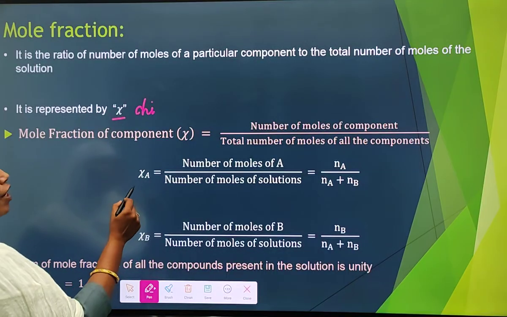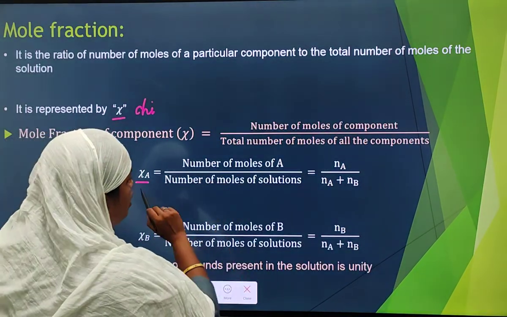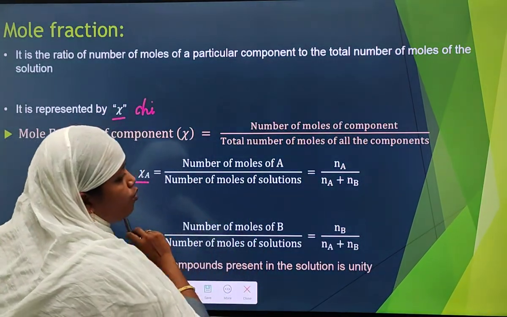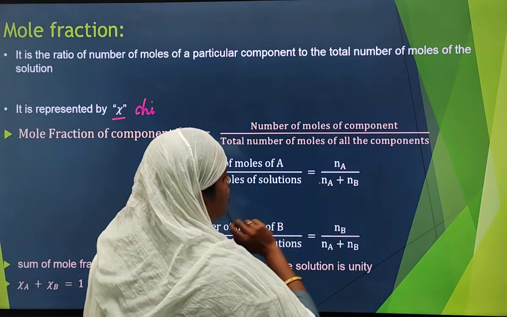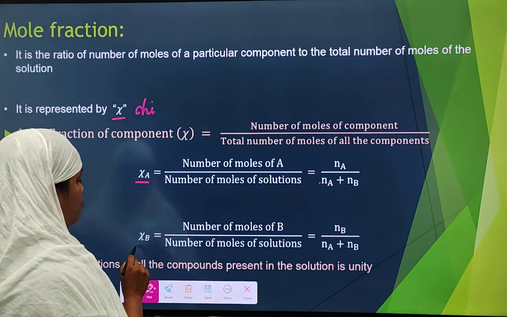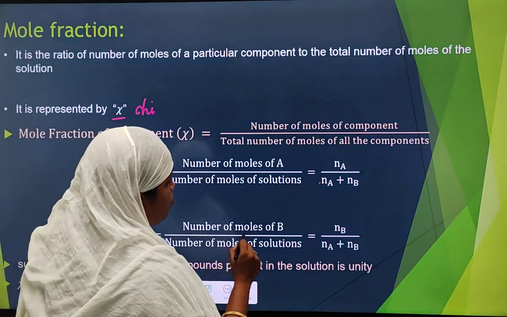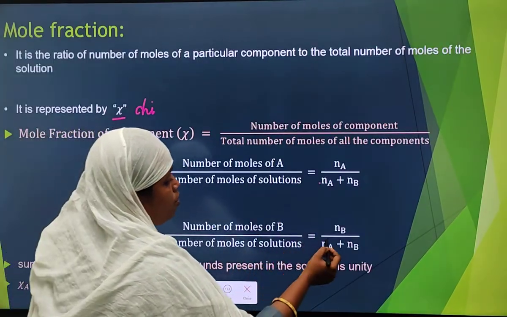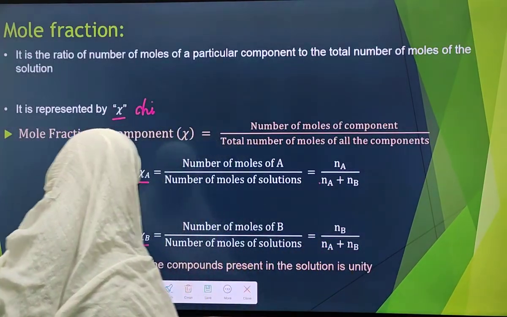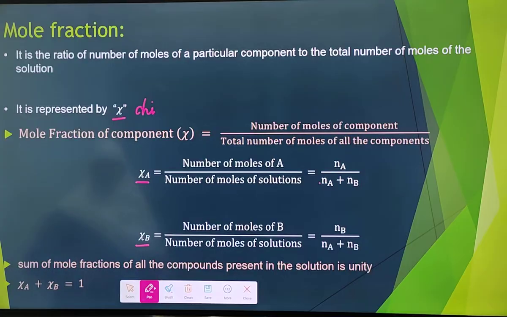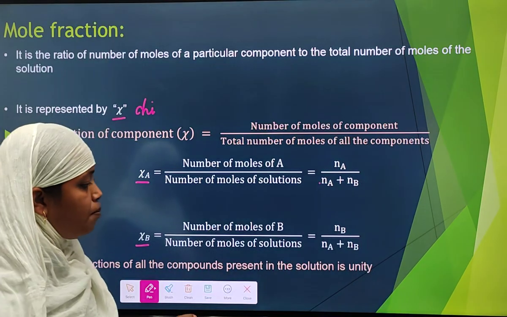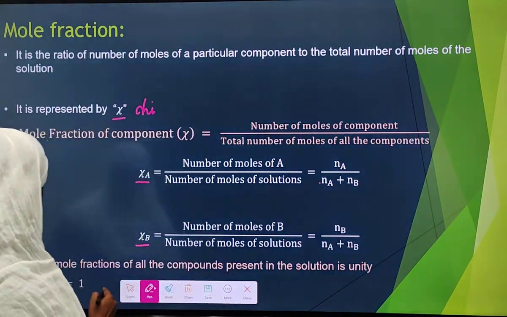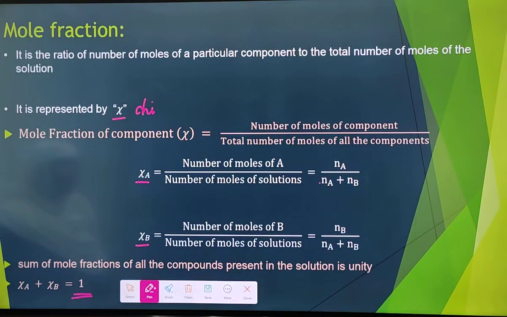Fine. Now suppose mole fraction of A is number of moles of A upon number of moles of the solution, that is Na upon Na plus Nb, and mole fraction of B is number of moles of B upon number of moles of the solution, that is Nb upon Na plus Nb. Now you should remember this: the sum of the mole fractions of all the components in the solution is unity, that is, it comes up to 1.